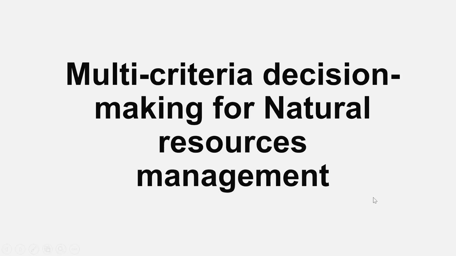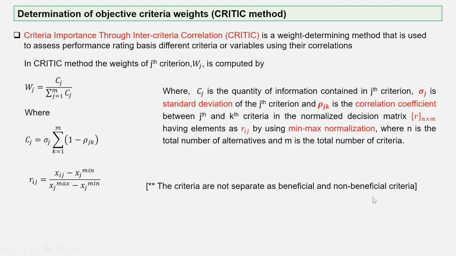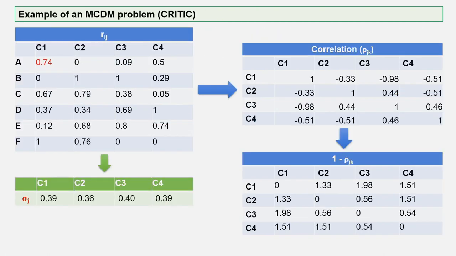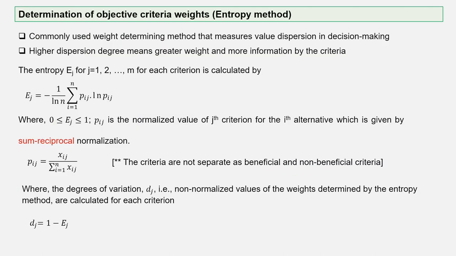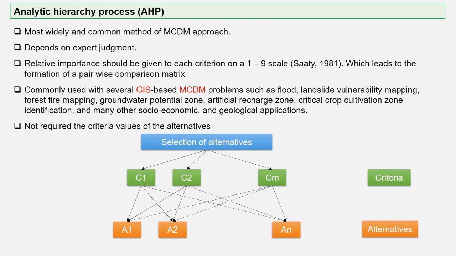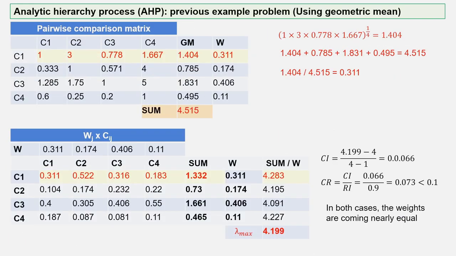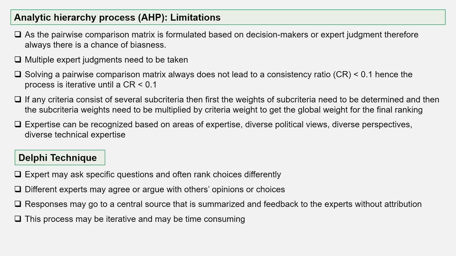In part 2, if you recall, we discussed the CRITIC method, how the CRITIC method actually works, again with the data and example. So we kept, if you recall, a single example for all the methods of MCDA so that you understand it better. After the CRITIC method, then the entropy method, then again AHP in great detail with the same example. So with a single example, we have discussed all the methods.